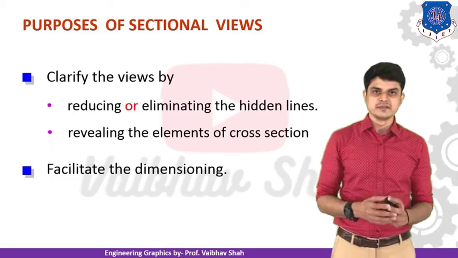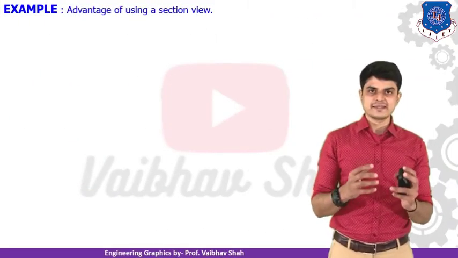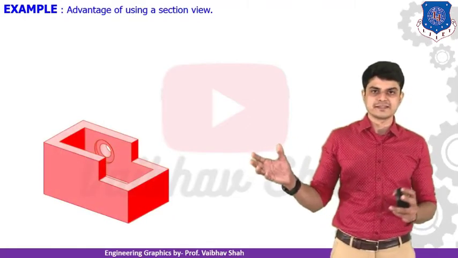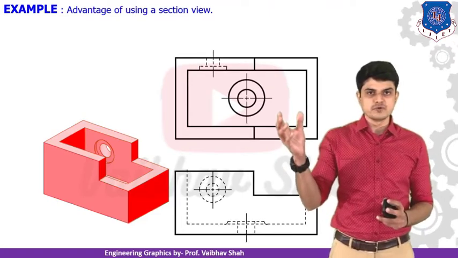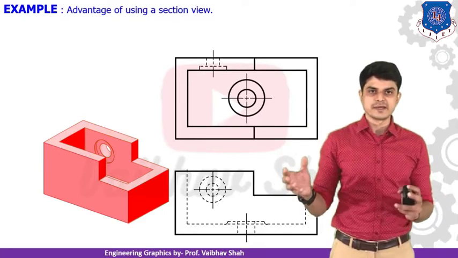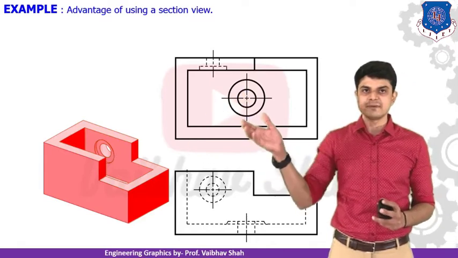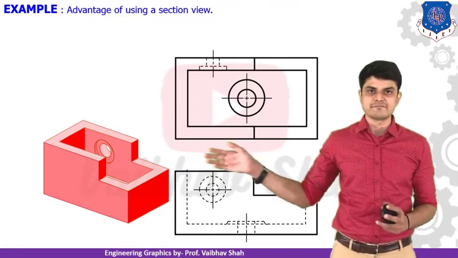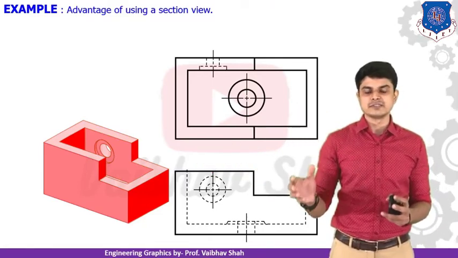So now let us begin. First, let us see one example to get the advantage of this sectional view. Here we have one object. This is my three-dimensional object and these are two views. This is the top view of the object and this is the side view, or you can say the front view of the object. When we observe the object from the top direction, we have this view generated, and when we observe this object from the left hand side direction, this is the view generated. So this is your top view and this is your front view.